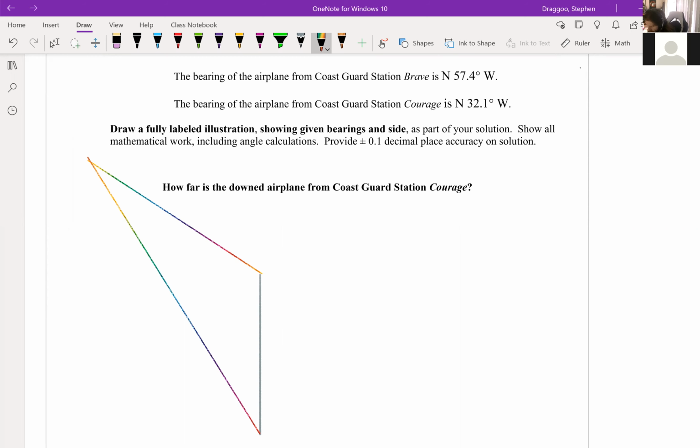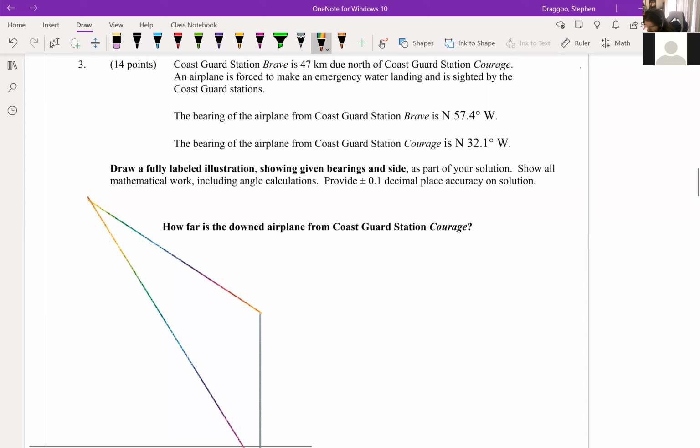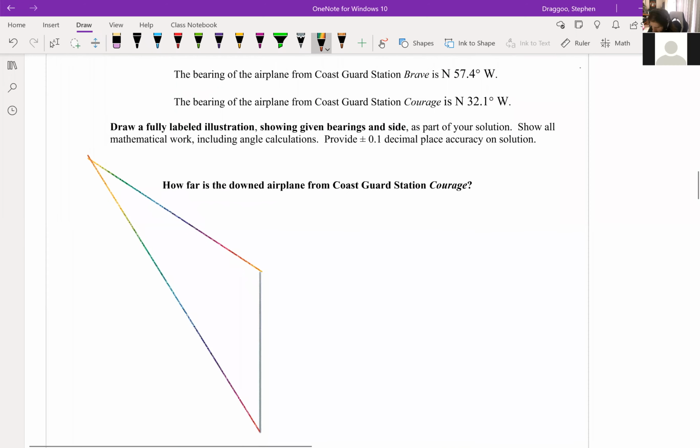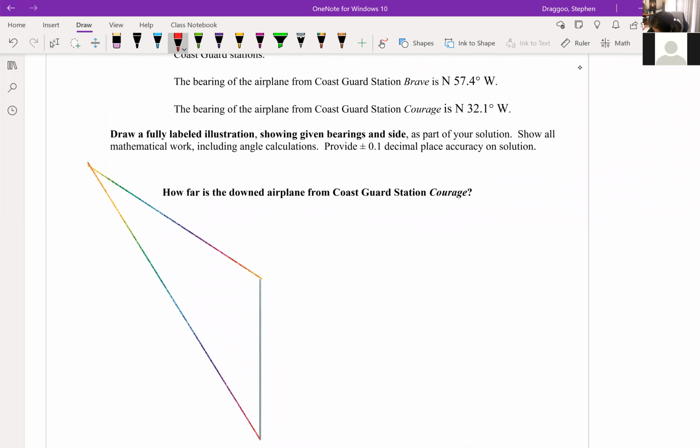So, what did we know? Brave is due north of Courage. So, Coast Guard Station Brave is going to be that one. Courage should be that one. And then we have an airplane, conveniently labeled A. That's going to go up there.